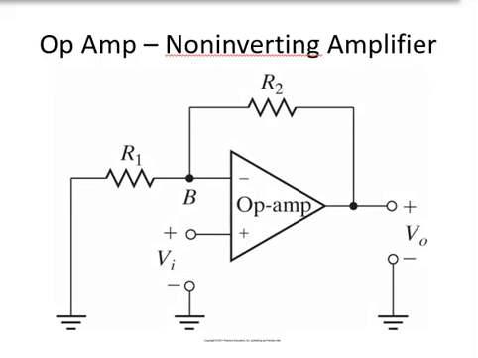A simple amplifier using an op-amp, called a non-inverting amplifier, is shown schematically in the slide. The term non-inverting means that the signal of the output voltage relative to ground is the same as the input voltage.